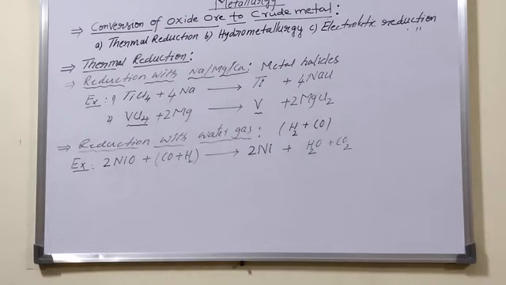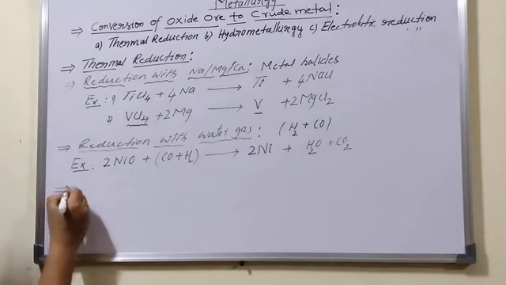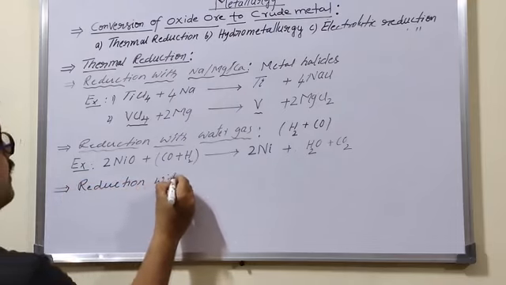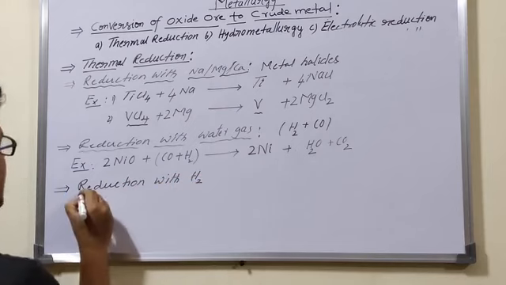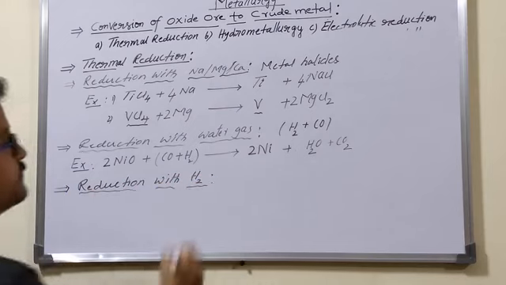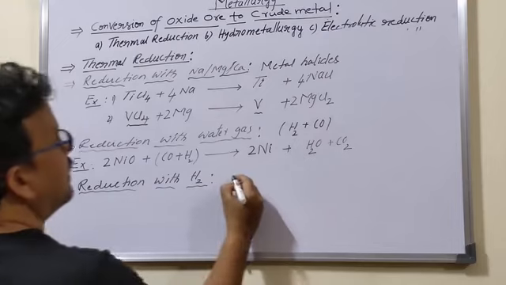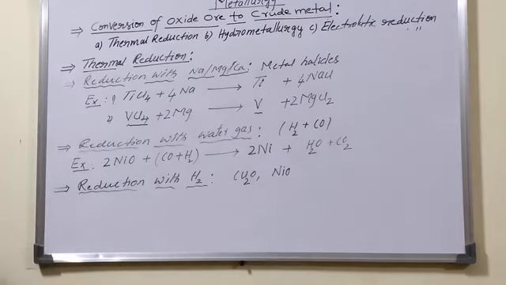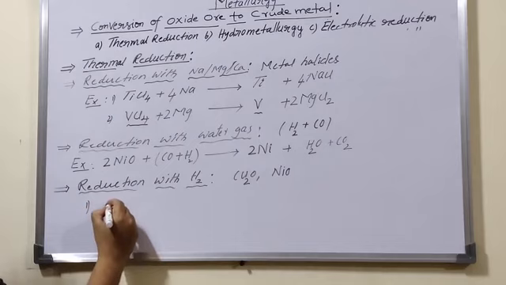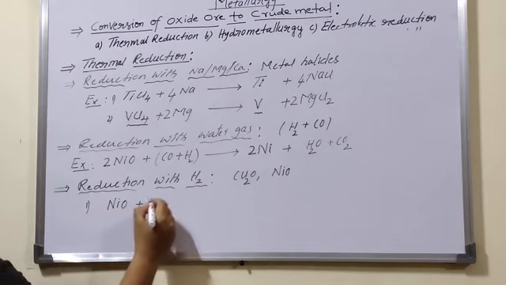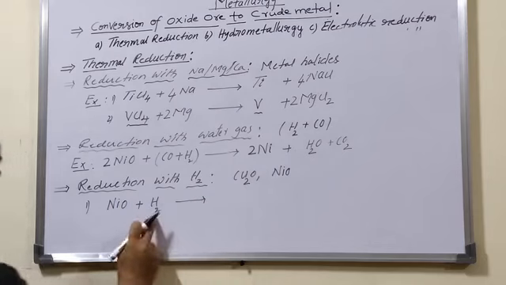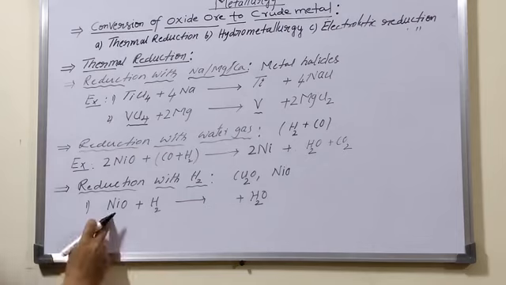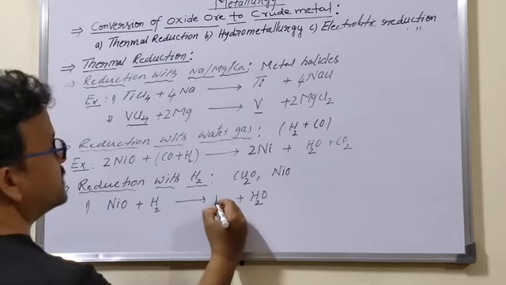Let me go for reduction with hydrogen. You know very well hydrogen is a reducing agent. Here I am reducing copper oxide as well as nickel oxide. Take nickel oxide as an example. When nickel oxide is treated with hydrogen, hydrogen gets oxidized to water because it is the reducing agent. Nickel oxide, a metal oxide, is reduced to the respective metal.